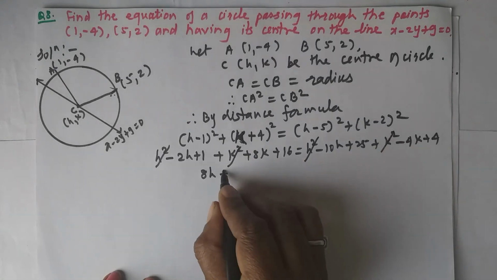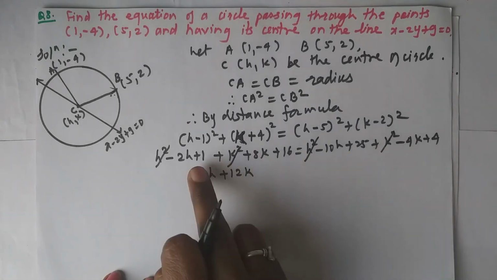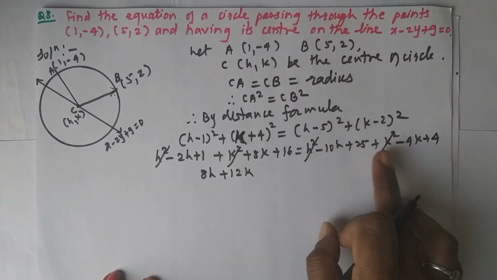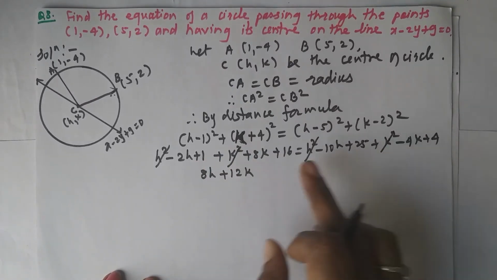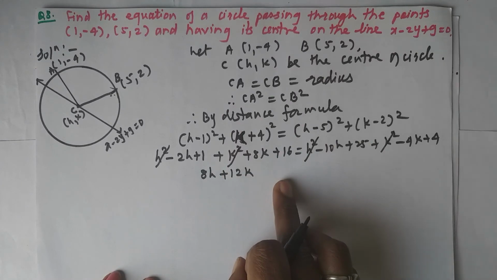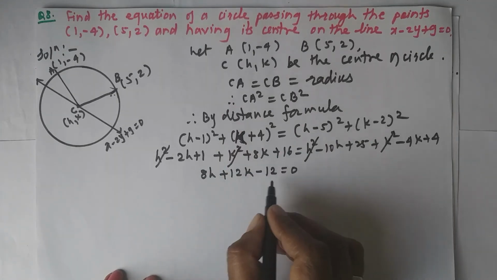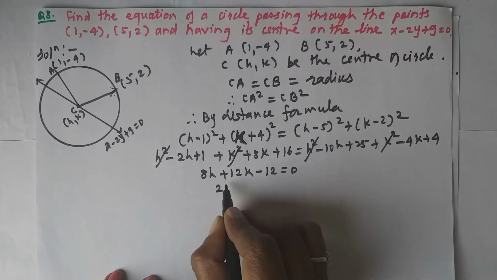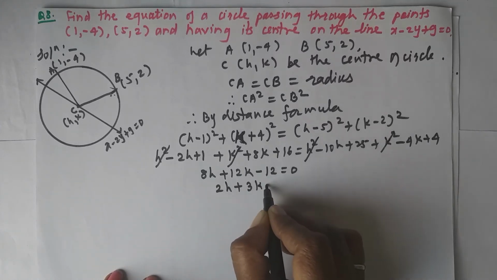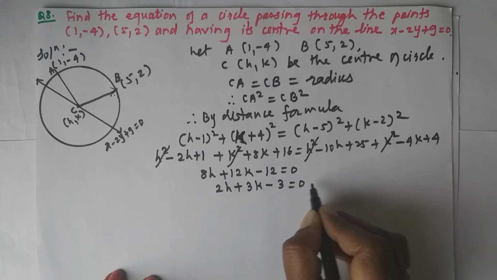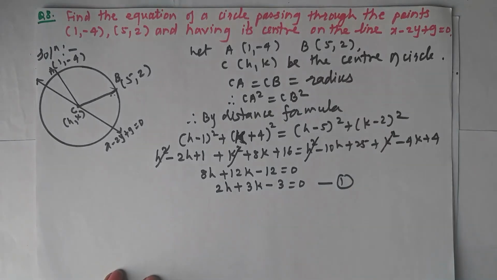8 plus 4, 12k. Now this 16 plus 1, 17. And this 25 plus 4, 29. 17 minus 29 will be minus 12. Okay. And divide throughout by 4. Then I will get 2h plus 3k minus 3 is equal to 0. In this way, I will get the first equation.